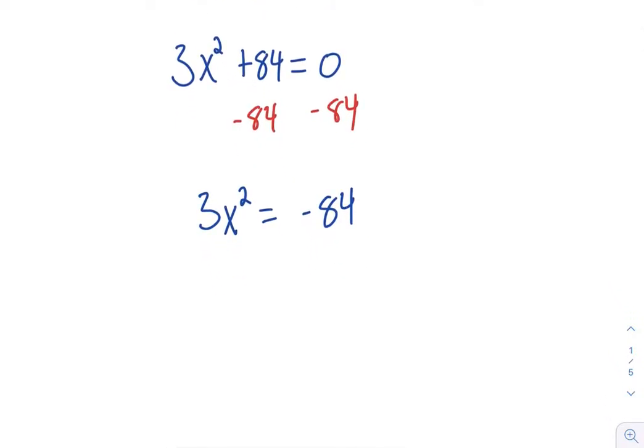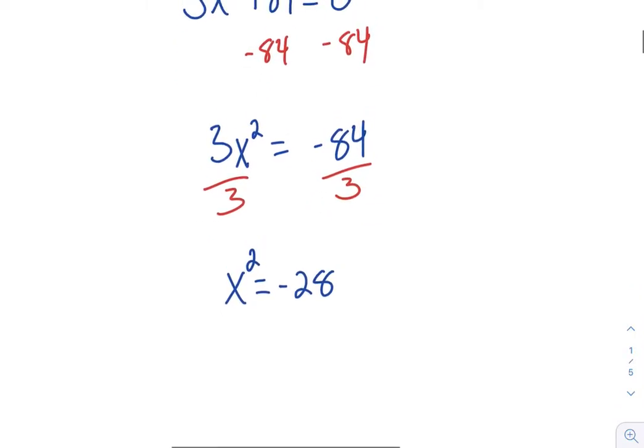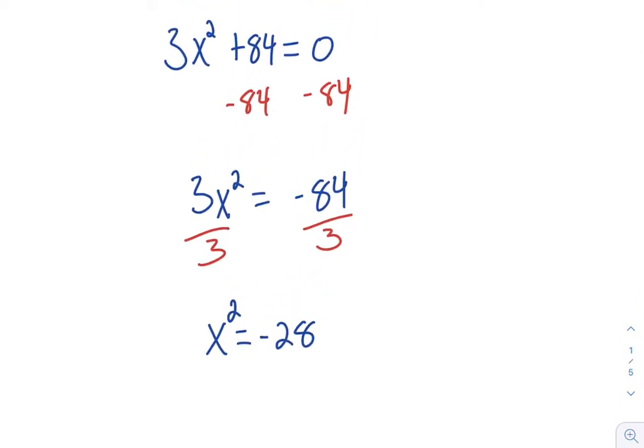And then what you would want to do is divide both sides by 3. Right? So this would look the same as if you were solving for an x or an x squared, right? There's no difference at this point. And you get negative 28 when you divide by 3 there. Right? Can't forget my square. Now, from here is when things start to look a little different.